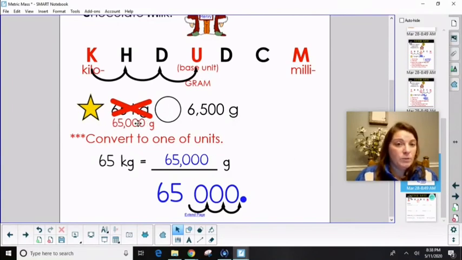65,000 grams compared to 6,500 grams. 65,000 is greater than 6,500. So 65 kilograms is greater than 6,500 grams.